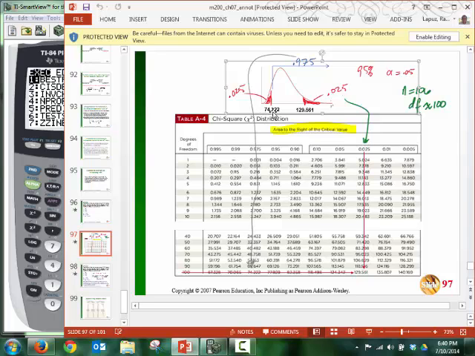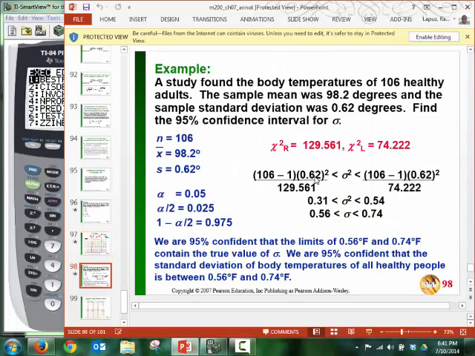Now, chi-square left has an area to its left as 0.025, but remember that this table is looking for the area to the right, so 1 minus 0.025 is 0.975, and so you have to look at 0.975 on this table and down to whatever the degrees of freedom is, and that gave us 74.222. So once you know those critical values, chi-squared right and chi-squared left, you put them into that formula, and then you come up with a confidence interval.